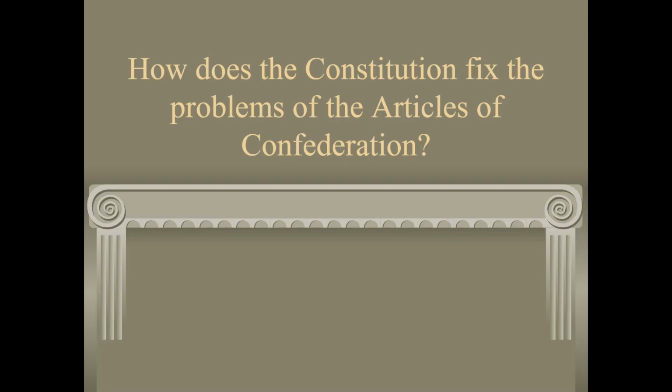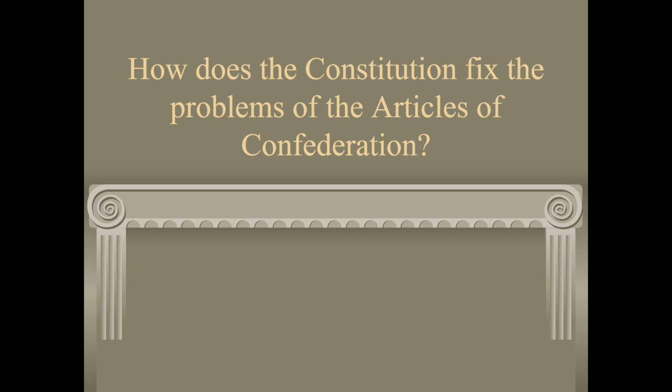Okay, so as we're looking at our Constitution and you're reading through it, one of the things we need to focus on is what structures are put in place in the U.S. Constitution that fix the problems under the Articles of Confederation. Because remember, the Constitution was not written as the first government, it was written in response to the problems we had under the Articles of Confederation.